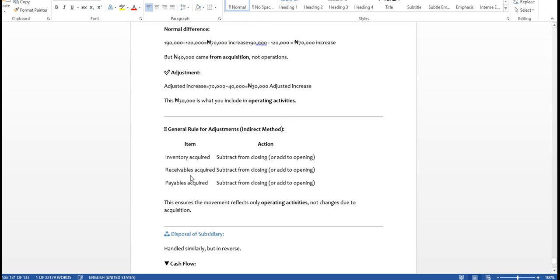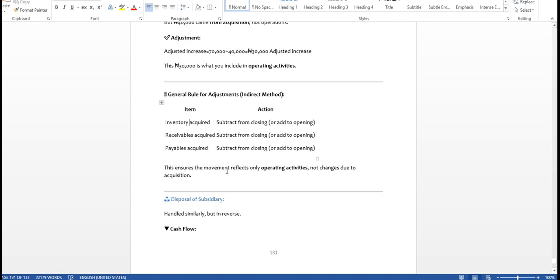All right. So that's what we have here. Now, when you acquire an inventory from your subsidiary, you subtract it from the opening balance. But if the inventory is negative, then you add. That's the general rule here. Subtract that opening balance from the closing current balance. This ensures the movement reflects only the operating activities, not changes due to acquisition.